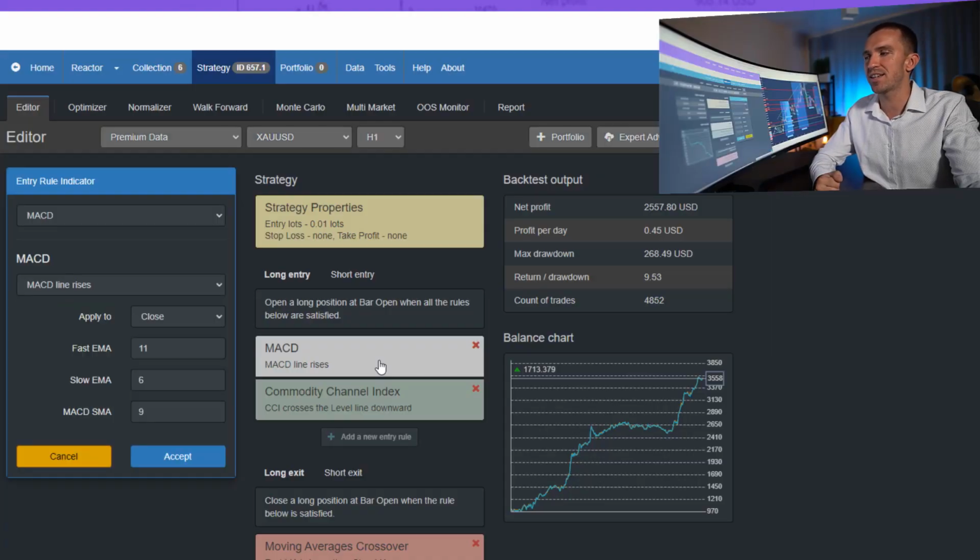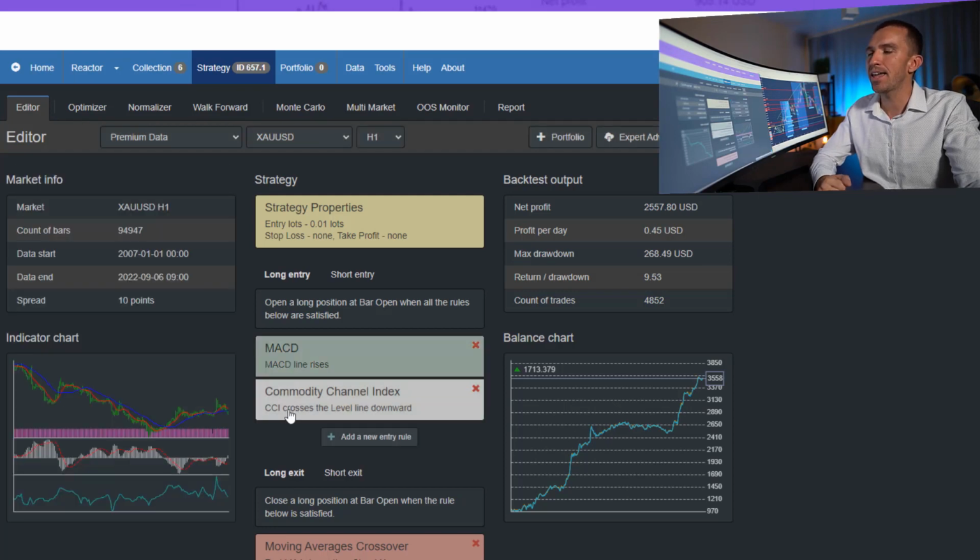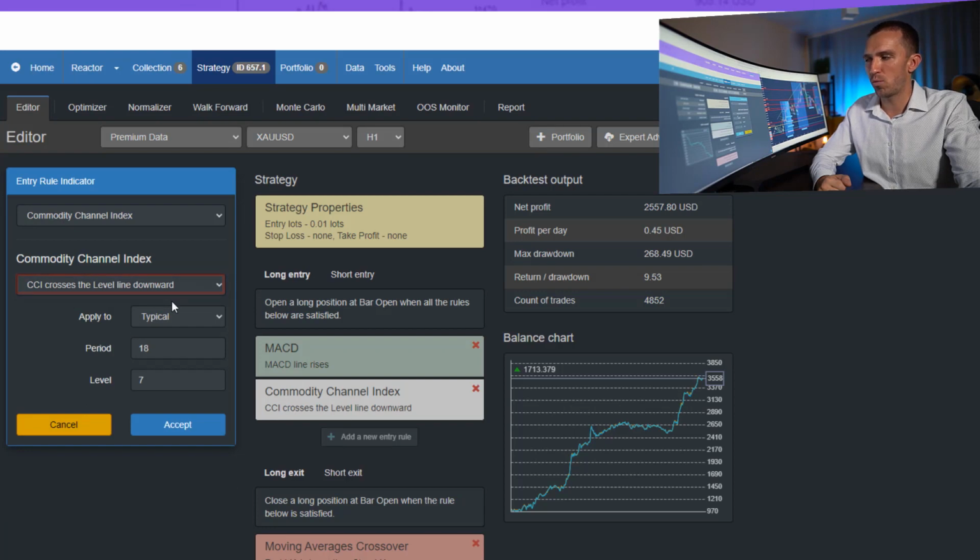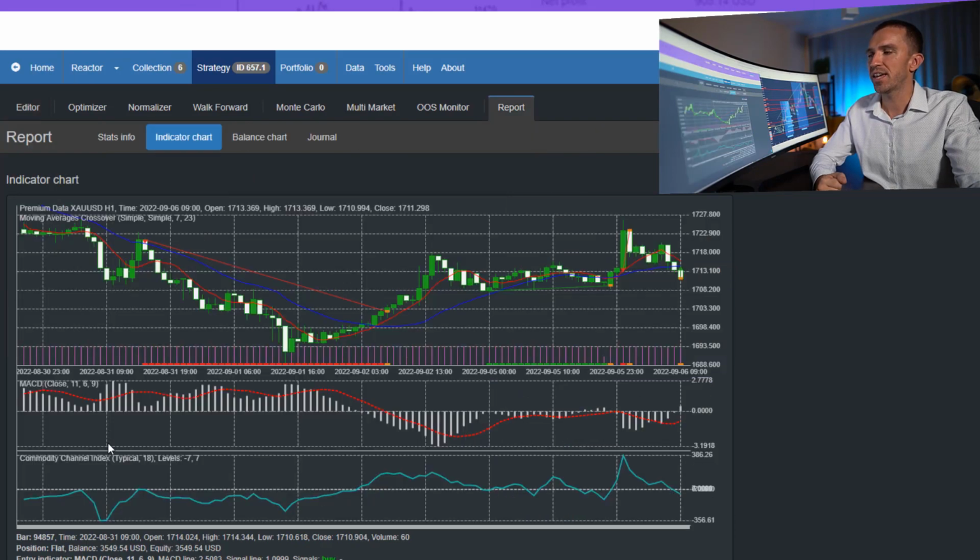So the MACD line rising, this is the first rule. We have the fast EMA 11, slow 6, MACD SMA 9, and CCI crosses the level line downward, period 7, level 7. So if I head on the indicator chart, the CCI crossing the level line downward, so right over here it crosses the level line, we have the confirmation to trade long, because at the very same time the MACD starts to decline.